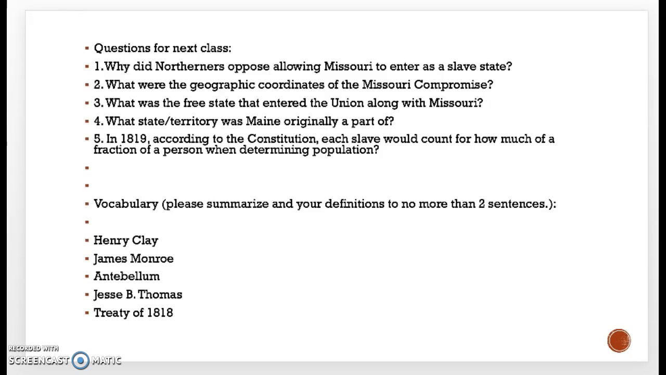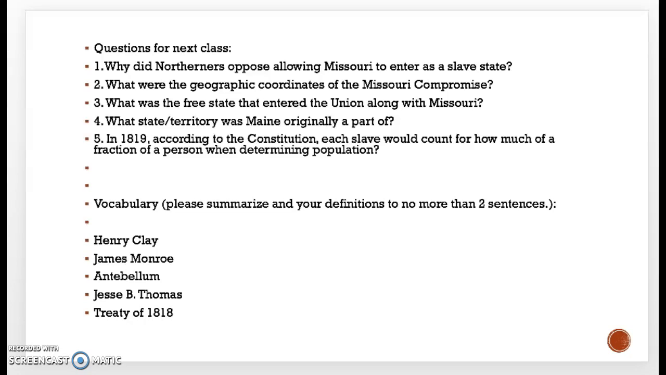So the questions are: Number 1, why did Northerners oppose allowing Missouri to enter as a slave state? Number 2, what were the geographic coordinates of the Missouri Compromise? Number 3, what was the free state that entered the Union along with Missouri? Number 4, what state territory was Maine originally a part of? Gee, let's figure out 3 and 4. And number 5, in 1819, according to the Constitution, each slave would count for how much of a fraction of a person when determining population?